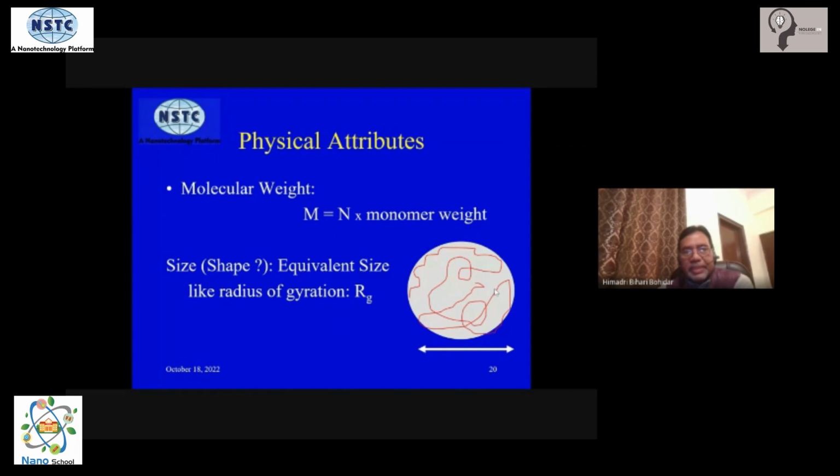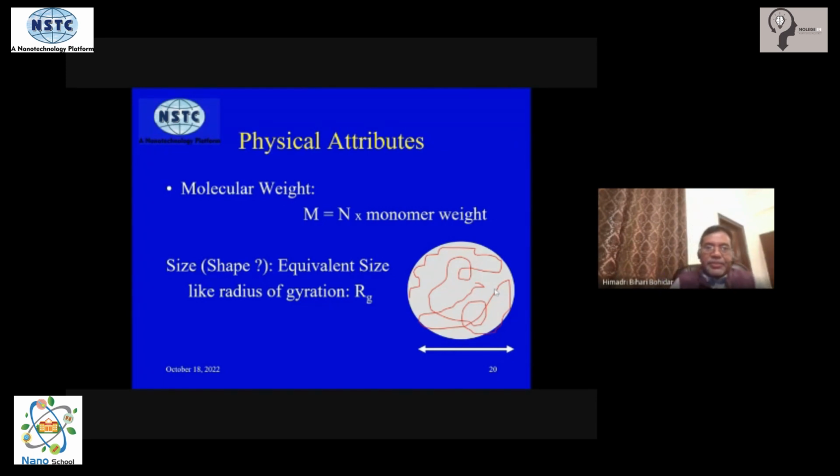Now, the physical attributes of a polymer: as I've said, there is the degree of polymerization, which is capital N here. You multiply it with the monomer molecular weight, so it gives you the molecular weight of the polymer, which is capital M. So it applies to everything, polymers and biopolymers. In the case of proteins, you will multiply with the number of amino acid units there. With nucleic acids, multiply with the nucleotide weight. But this is to get an estimate of the molecular weight of the polymer one is dealing with.